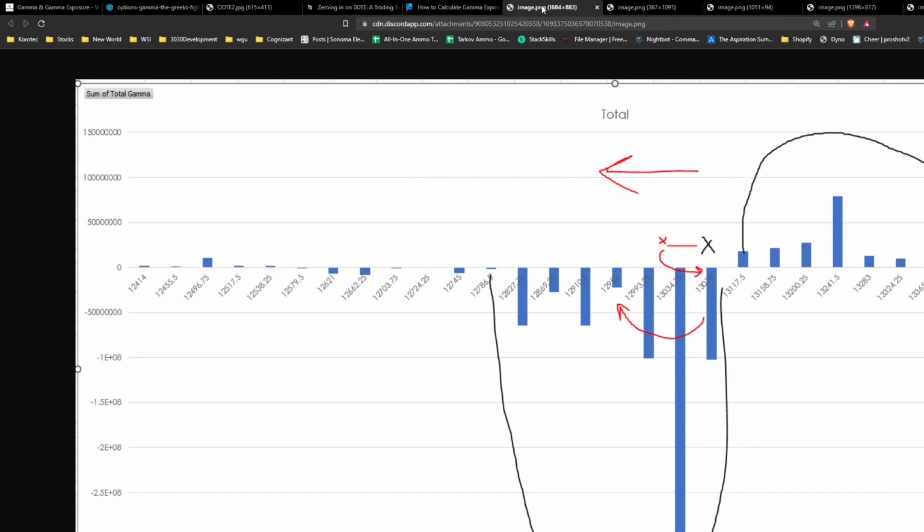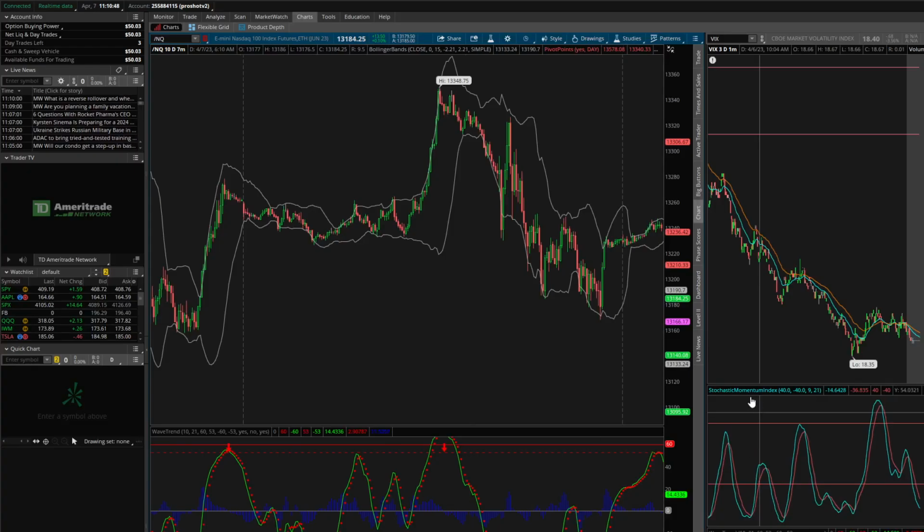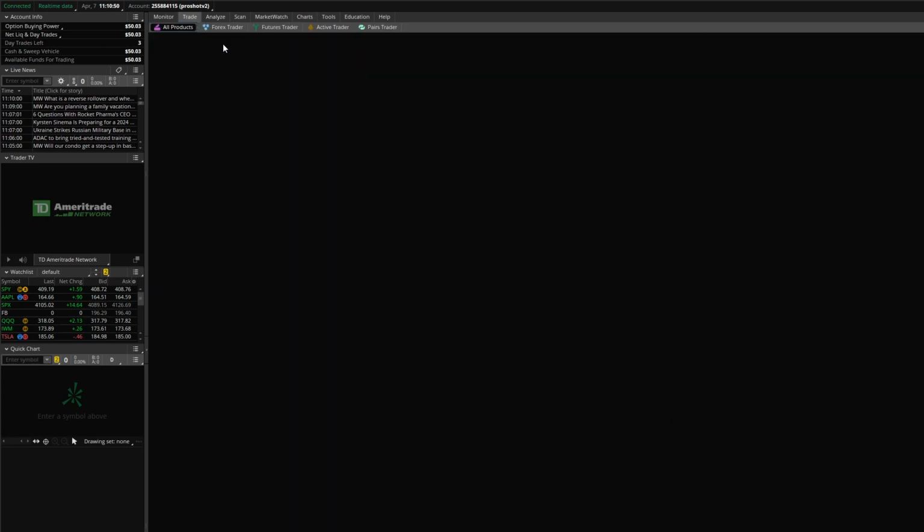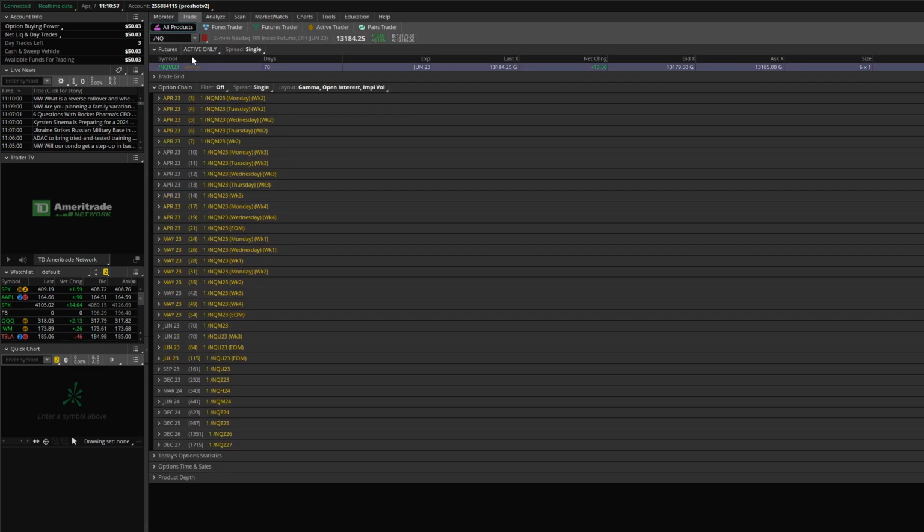Could you do a walkthrough on how to do it on TOS? Because I have that as well. They haven't closed my account yet, so I'm still living. Yeah, for TOS, you just need to come into the trade tab of, technically the QQQ would be the better one.